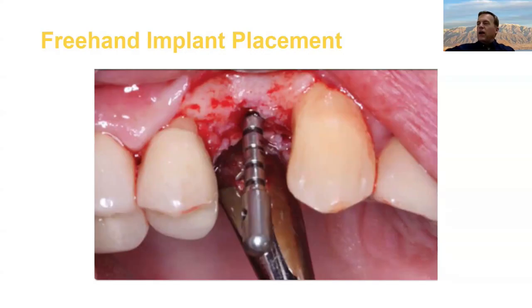But one of the things I think that is a challenge with freehand surgery is that you have a lot of things you're trying to control at the same time. Not only are you having to manage the patient and do your surgical execution, get your flap and do your osteotomy, basically go through all the technical aspects of doing surgery, you're also doing the prosthetic plan at the same time. You're setting the emergence angle, you're setting the proximal contours, you're setting the buccal contour, very importantly.